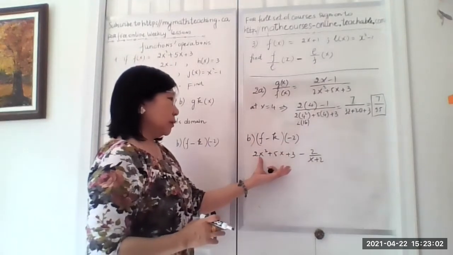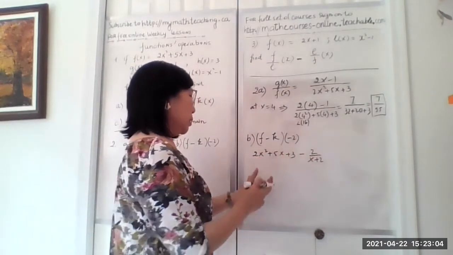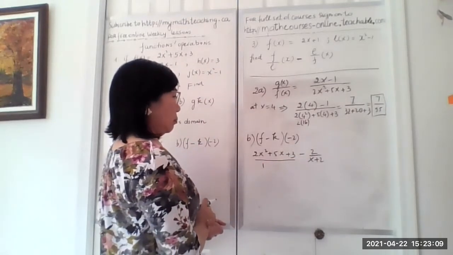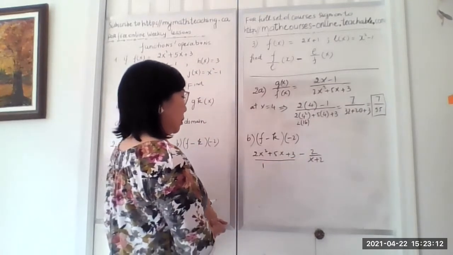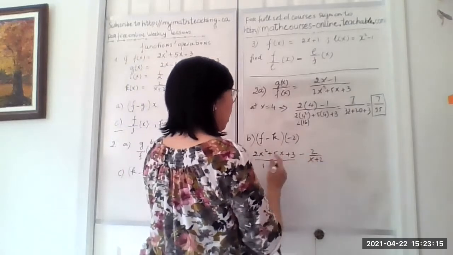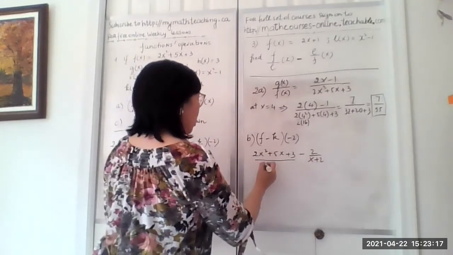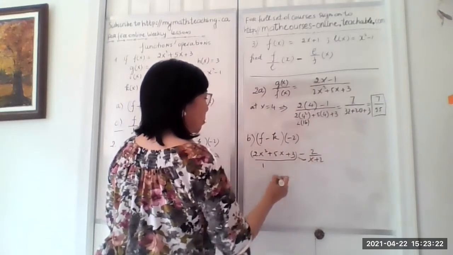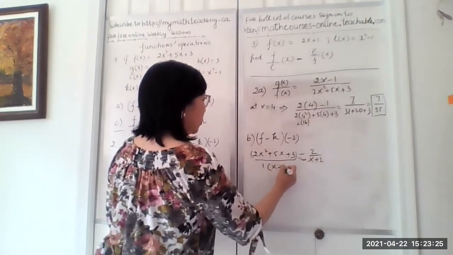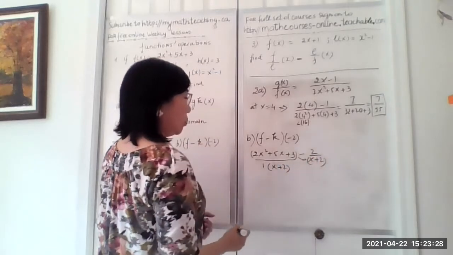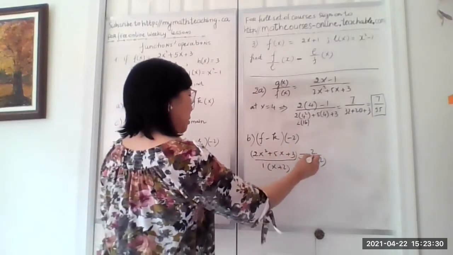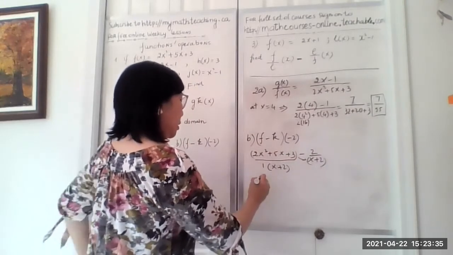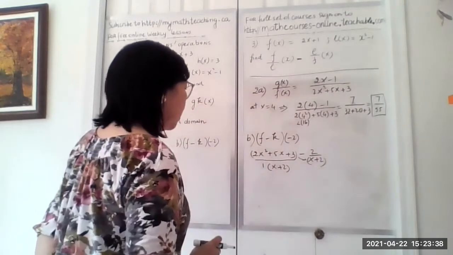Now, if I want to subtract this, I have to do common denominator. On the top, I have to do common denominator as well. So I put 1 underneath, and it means the top, I have to times with this number, and the bottom, I have to times with this bracket, right? That's how I do common denominator. So this times with this. Okay, so let's see what it looks like.